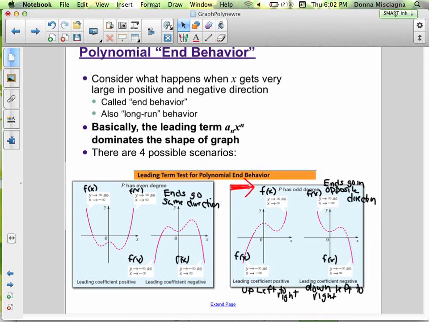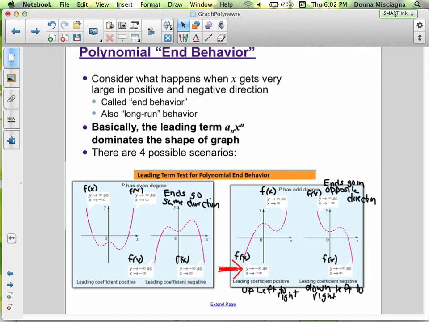And then here, if it's odd degree, your ends are always going to go in opposite directions, right? If your leading coefficient is positive, it's going to go up left to right. If your leading coefficient is negative, it goes down left to right. Remember though, if you're asked about end behavior, that's not your end behavior, right? You need to tell what f of x or y is doing as x goes to positive infinity and negative infinity. And you have all that in your notes in one of the lessons.